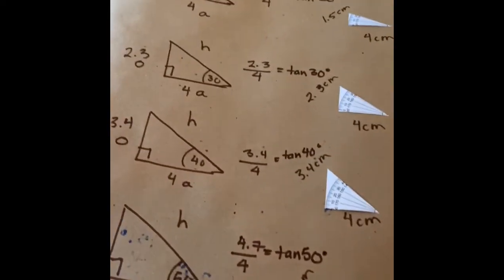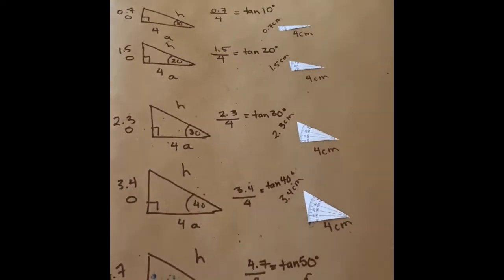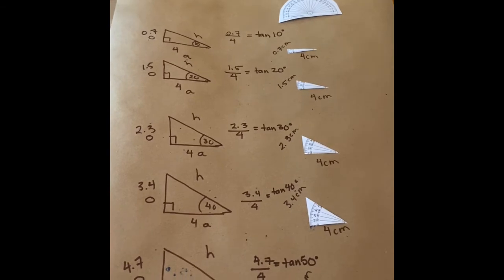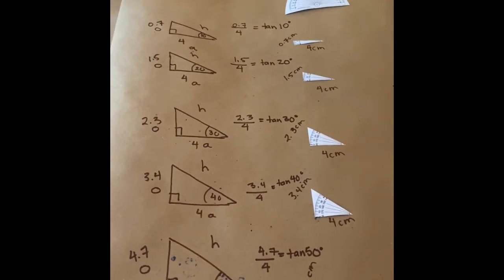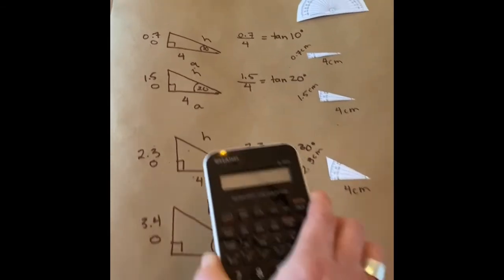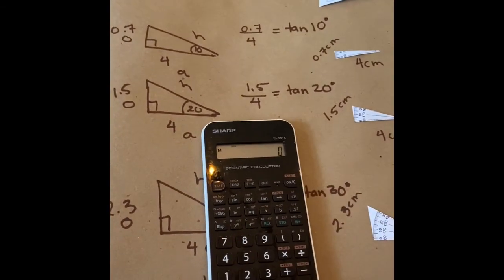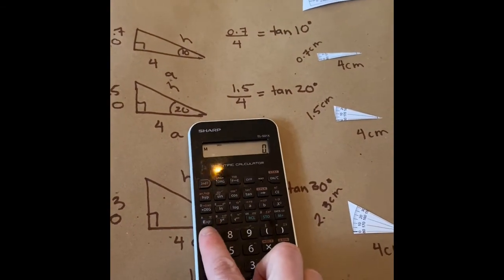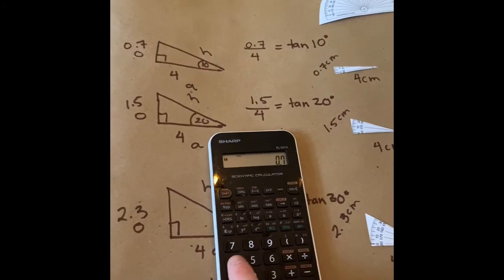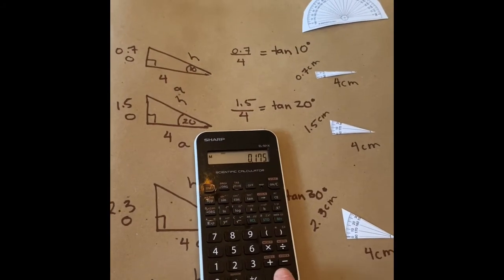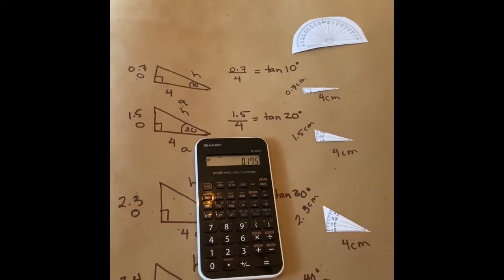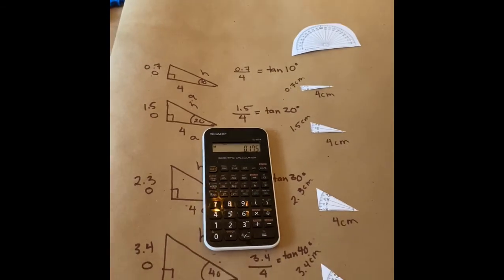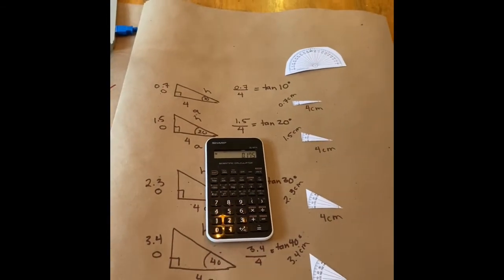I will show you the first one, and then I want you to push pause on this video, and I would like you to check the others. I know that they're the same, but I want you to show yourself that they're the same. Okay, so I'm going to go 0.7 divided by 4, O divided by A. That gives me 0.175. Okay, now, hopefully tan 10 is something really similar to that.